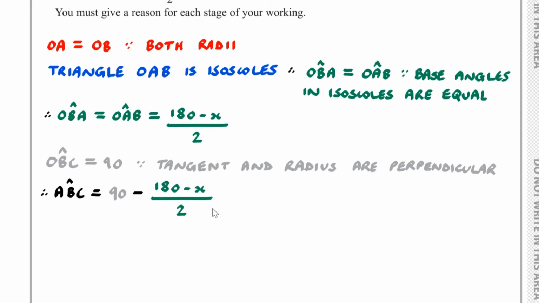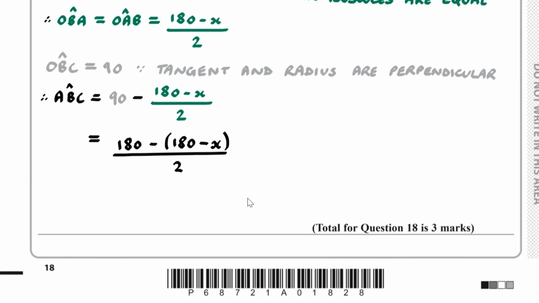So to simplify this, what we can do is rewrite all this over a common denominator of 2. So we have 180 over 2, which is 90. And then we subtract, and we'll put this in brackets, 180 subtract x. So the 180 subtract the 180 gives 0, leaving us with minus x, which is just x divided by 2, or half x.